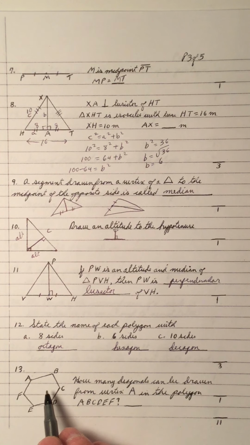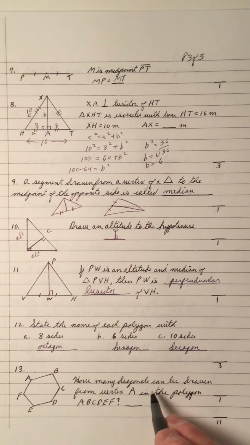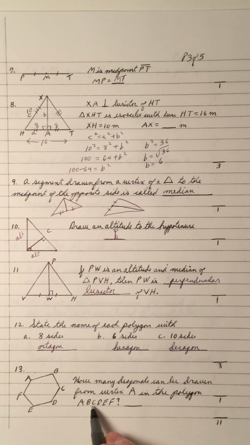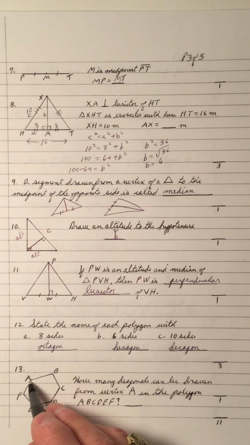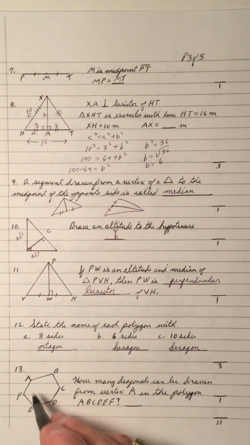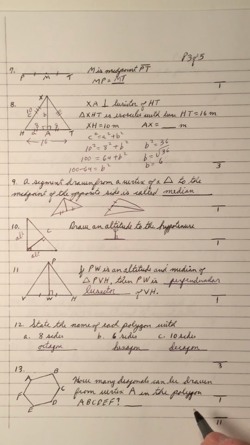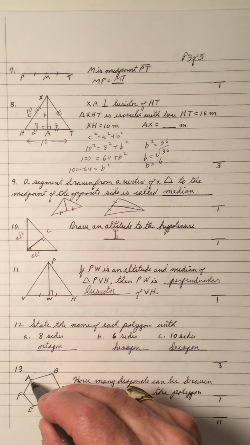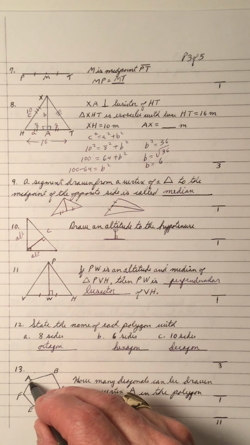Number 13, how many diagonals can be drawn from vertex A in this polygon? Notice the polygon is A, B, C, D, E, F, in order. You go around in order to get this polygon. The polygon is convex, meaning all the diagonals are on the inside. So how many diagonals can I draw from A? I can't go to B, that's not a diagonal, that's a side.